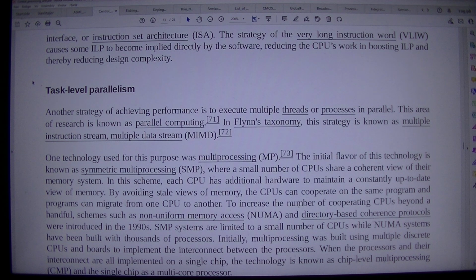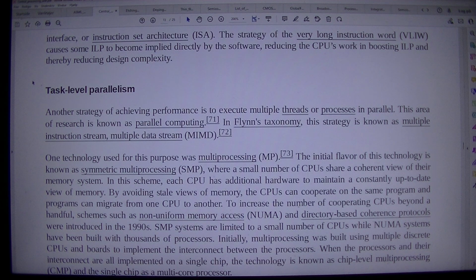Task-level parallelism. Another strategy of achieving performance is to execute multiple threads or processes in parallel. This area of research is known as parallel computing. In Flynn's taxonomy, this strategy is known as multiple instruction stream, multiple data stream, MIMD. One technology used for this purpose was multiprocessing, MP.